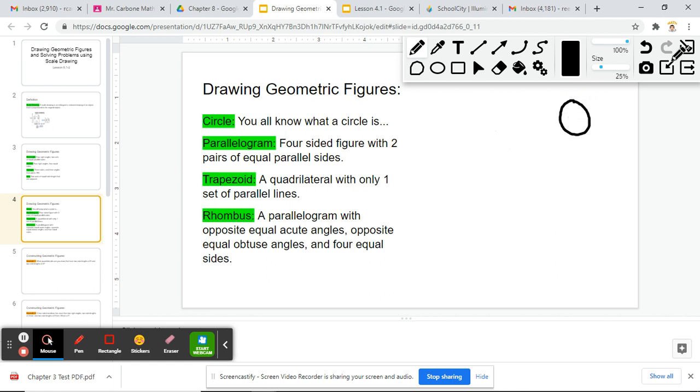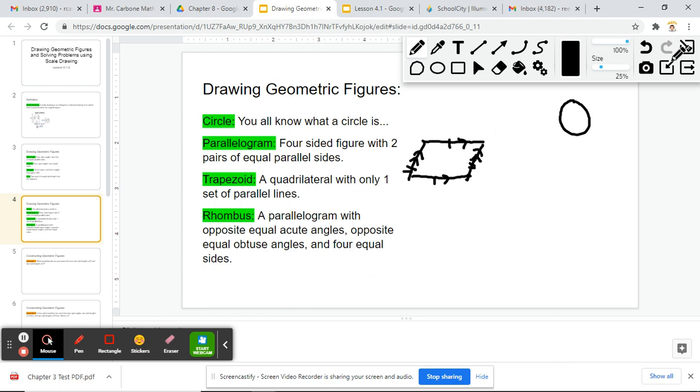All right, next we have parallelogram. So parallelogram is a 4-sided figure with 2 pairs of equal parallel sides. So it can look something like this, right? So as long as these sides are equal and parallel, and these sides are equal and parallel, then this would indeed be a parallelogram.